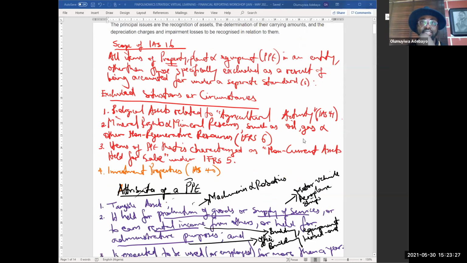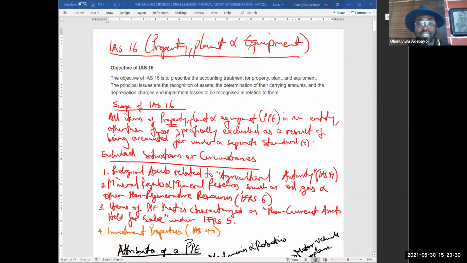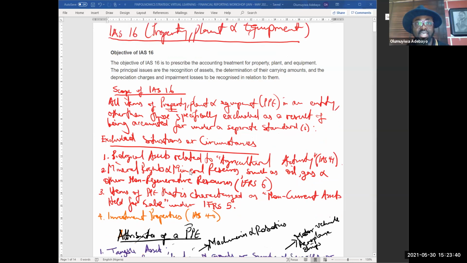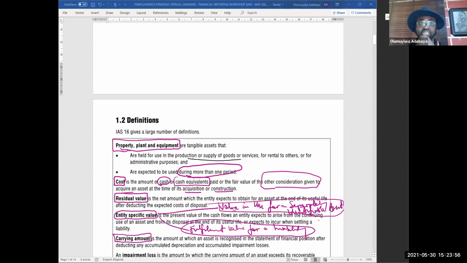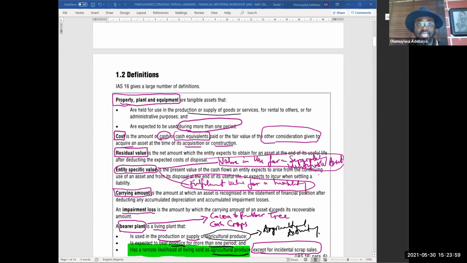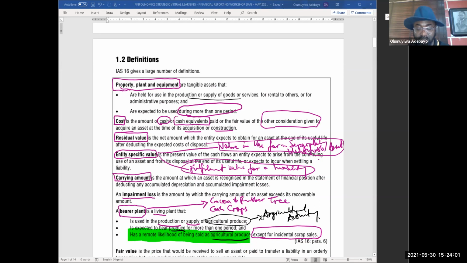Yesterday, in part one, what we discussed so far borders on the objective of IAS 16. We discussed the scope of IAS 16 and what was scoped out of IAS 16 and the reason why they were scoped out. We discussed the fundamental attributes of property, plant, and equipment. We went further to discuss various definitions of key items that we will come across as we continue in our discussion.